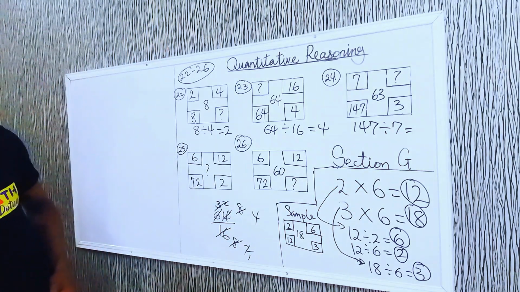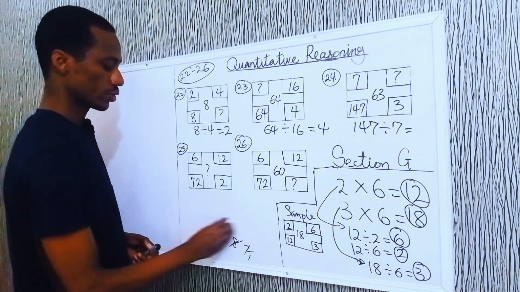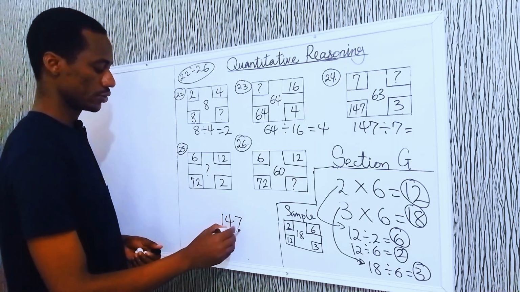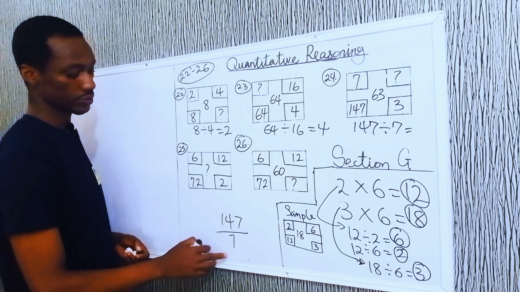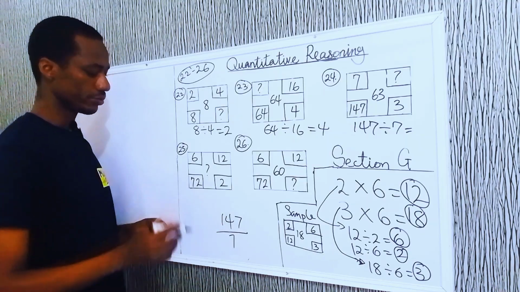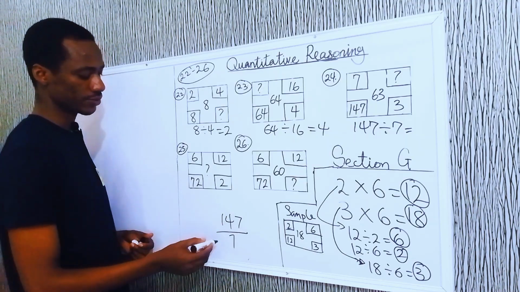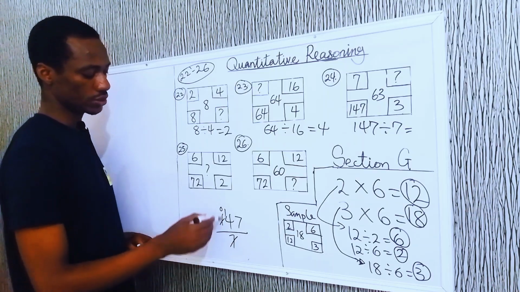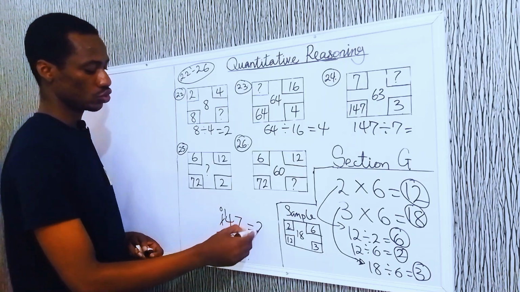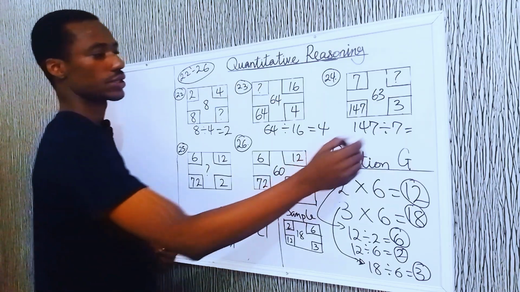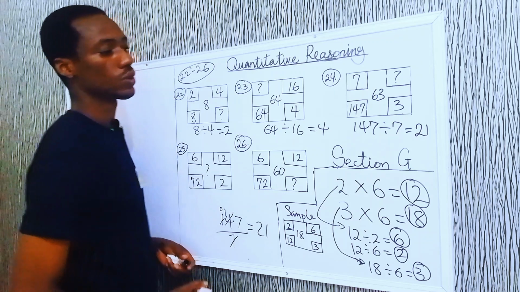So I'll use my short division. So I have 14. I don't need to write it in a standard box. So 7, nobody's checking your working. So please make yourself comfortable. Do it as fast as possible. 7 goes in 1, 0 times, remainder 1. 7 in 14 is 2. And then 7 in 7 is 1. So the answer is 21.